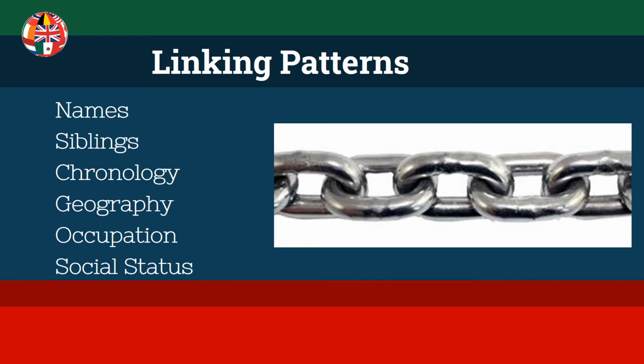In an effort to make sure that we have these nice, tight, complete family groups, we look at these linking patterns, and they're a very helpful tool for us. I'm going to go through each of these in detail, but we talk about names, siblings, chronology, geography, occupation, and social status.